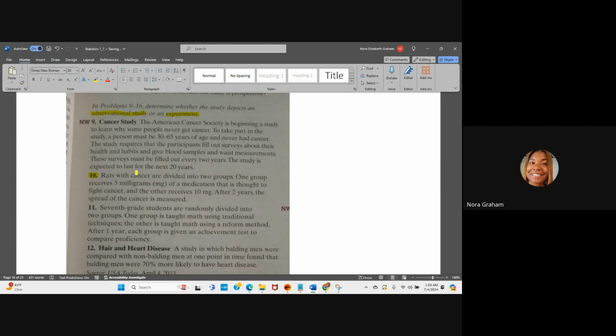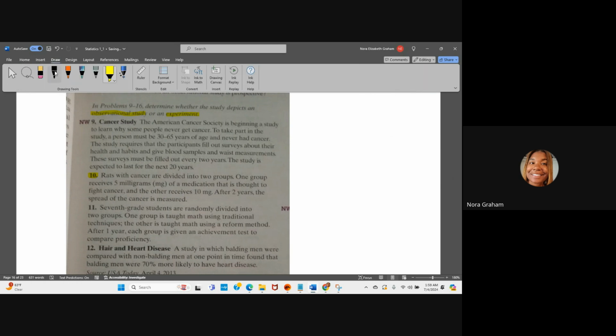All right, so for 10, it says rats with cancer are divided into 2 groups. One group receives 5 milligrams of a medication that is thought to fight cancer, and the other received 10 milligrams. After 2 years, the spread of the cancer is measured. So we have to pick if it is observational or experimental. This one, 100%, because we split it into 2 groups. Remember, like I said, groups are dealing with experimental. So I'll put E for experimental for this one.